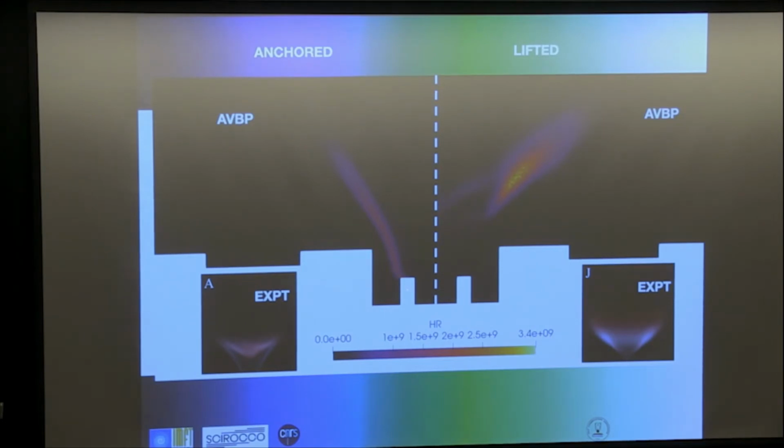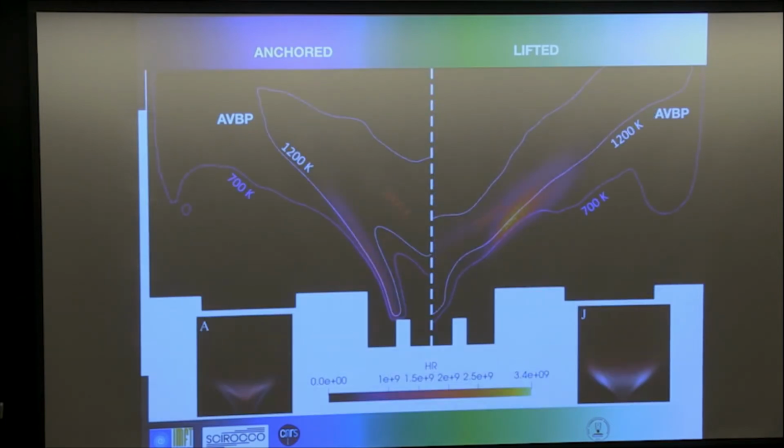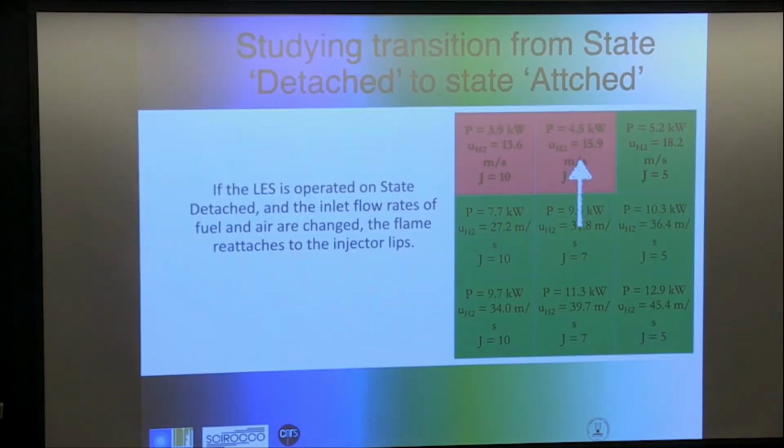This is anchored. You see the flame is touching the lips here, so you can imagine the temperature here and the reaction rate is here, while when it's lifted, it's sitting here in the middle of nowhere, and so that's much better, and it's also what we see in the experiment. Those are the ISO contour of temperature. And of course, like always with LES, once you believe the LES, you have everything you need to analyze this flow. So that's good.